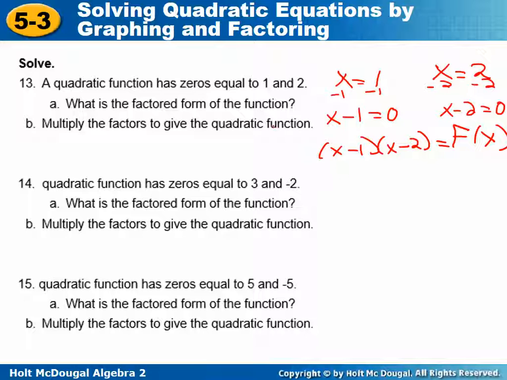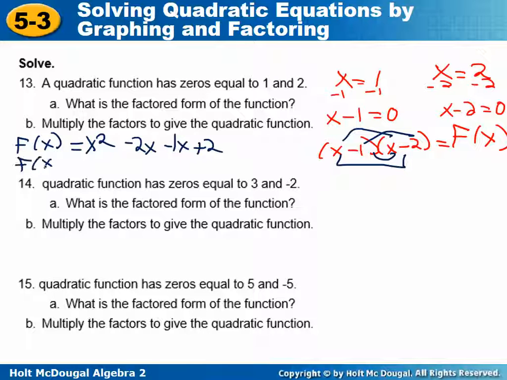If we multiply the factors, we'll get the quadratic function in standard form. So you would FOIL these together. First times first is x squared minus 2x minus 1x inner plus 2. And this is our quadratic function in standard form. Finish this up by combining our like terms in the middle, and that would be a function that would give us the zeros of 1 and 2.